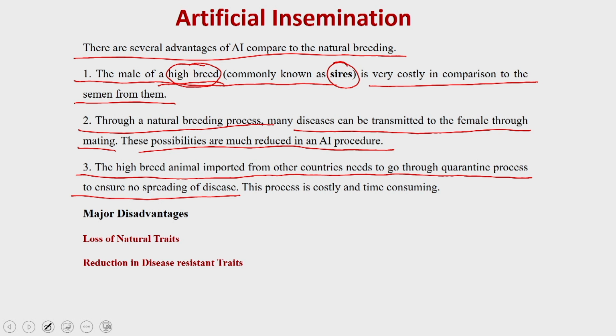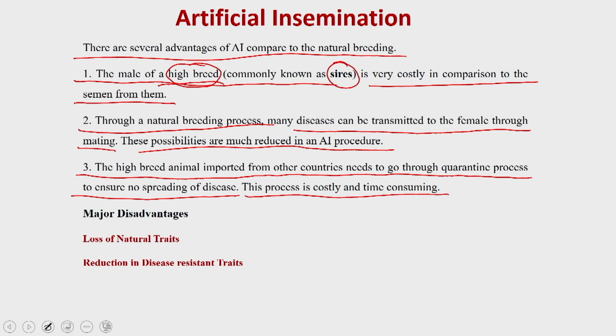Quarantine is a process in which the animal is kept in isolation, and it is also kept under observation for the appearance of any kind of disease. During this incubation period, first of all, the quarantine process is very costly, because the animal has to be monitored throughout the incubation period, and because of that it is also a time consuming process. So, this process is very costly and time consuming.